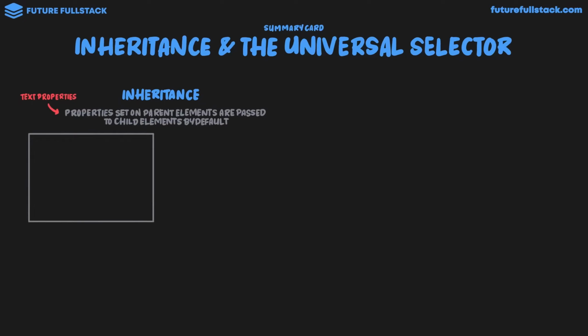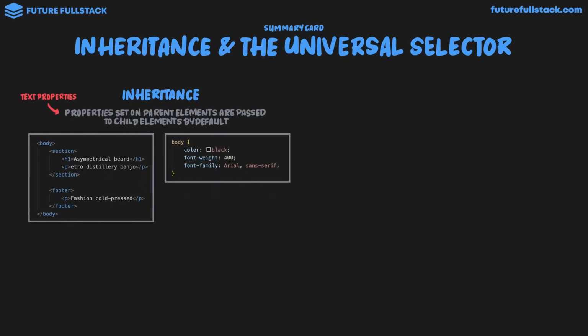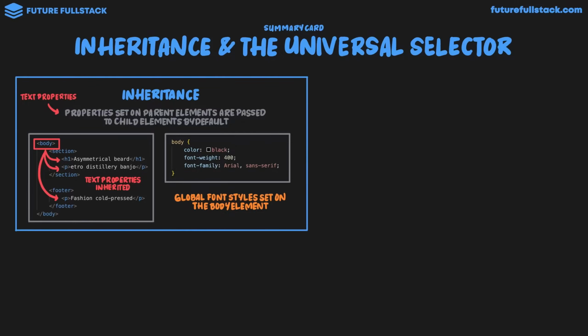We saw an example with a snippet of HTML like this, and we applied CSS styling rules onto the body. And we saw that all the text properties were inherited by all the HTML elements wrapped by the body tag. For inheritance guidance, we said global font styles are set on the body element. We also looked at inheritance and text-align.